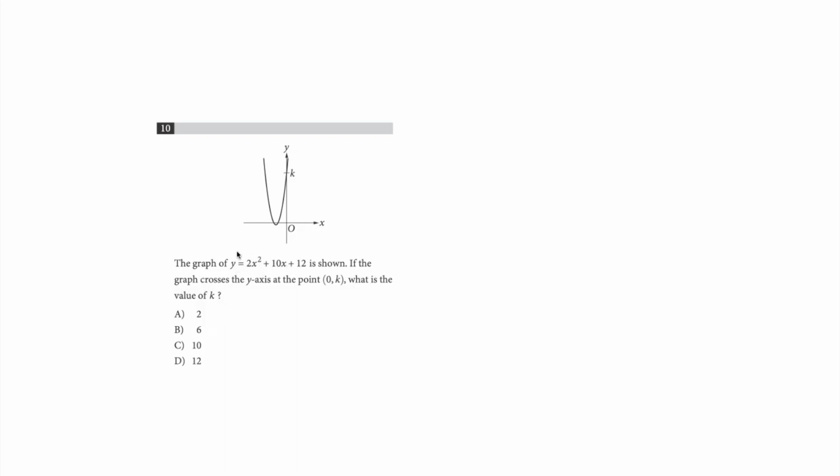So in question 10, we are given the equation, and they say, if the y-intercept of it is (0, k), what is the value of k? When x is 0, y is k. Look, y is k when x is 0. All right, as you see, k is 12. D will be the answer.